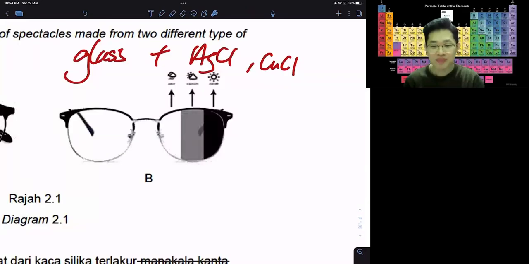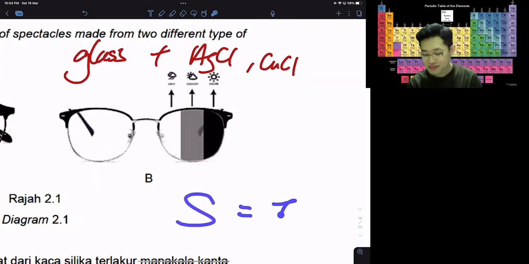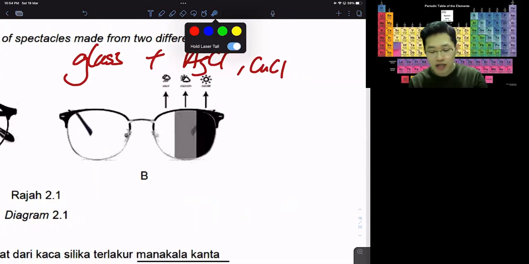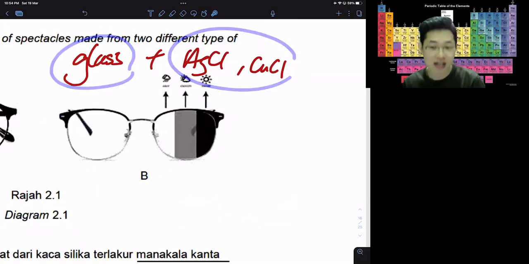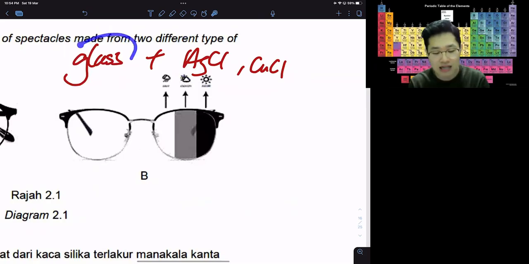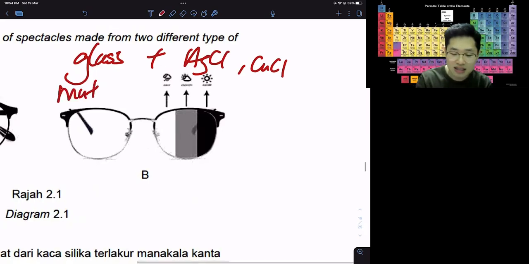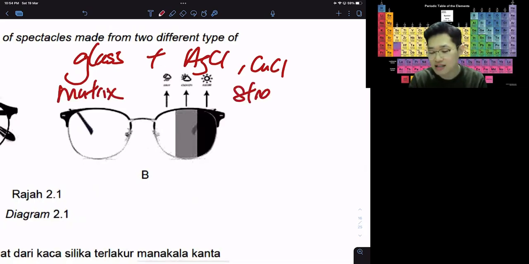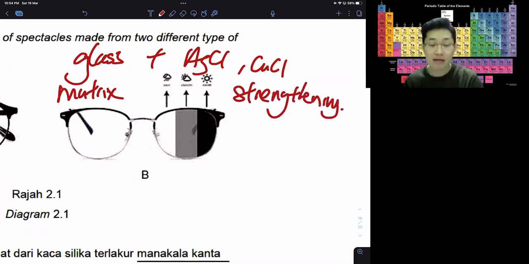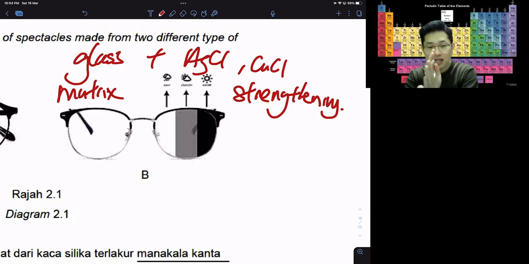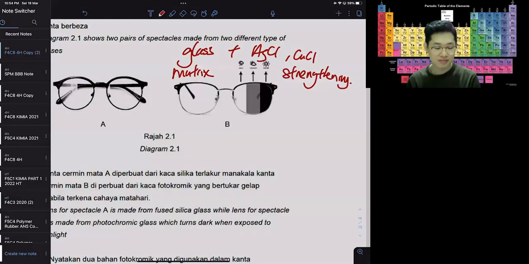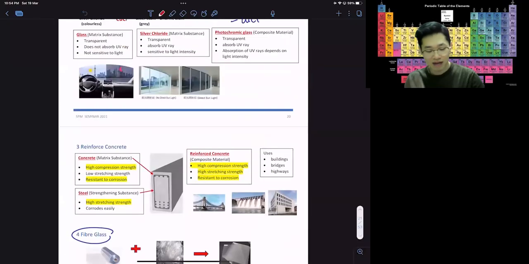Strengthening is inside. Inside means what? When you look at these specs, you see glass or you see silver chloride and copper chloride? You see the glass, which means the glass is outside. So outside is the matrix. Inside is the strengthening. Like reinforced concrete, I see cement, so cement is the matrix. Inside, the steel is the strengthening. See the notes got or not? Later you say I bluff you.